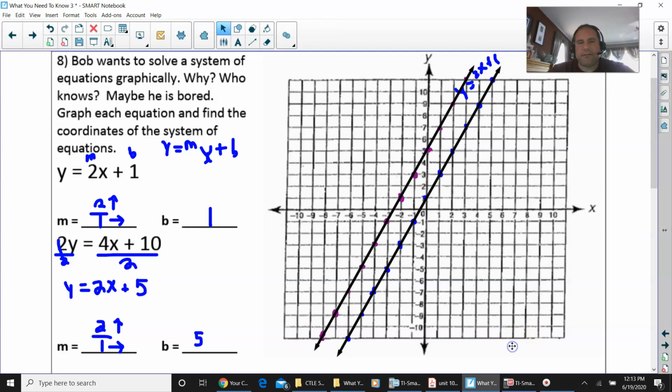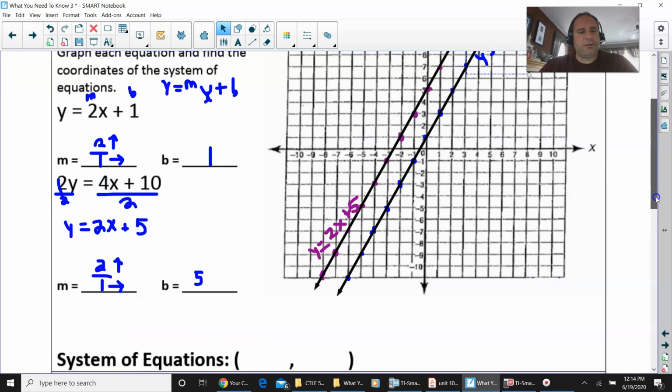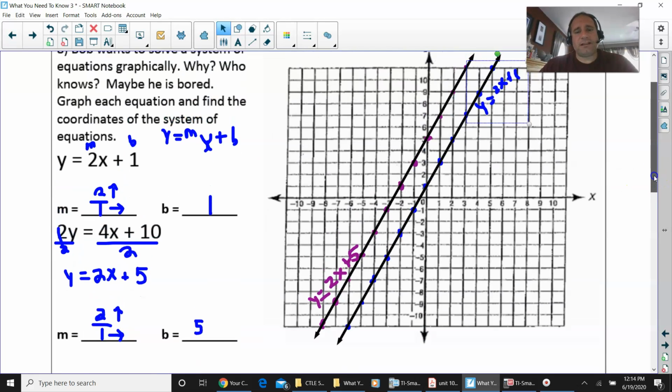Making sure that there are arrows on both sides. So I am going to put y equals 2x plus 5 on that line. Notice that the lines that I have here, I'm going to move that one over, are what? Two lines that don't meet, never meet, are called parallel lines. So what is the solution to that system?